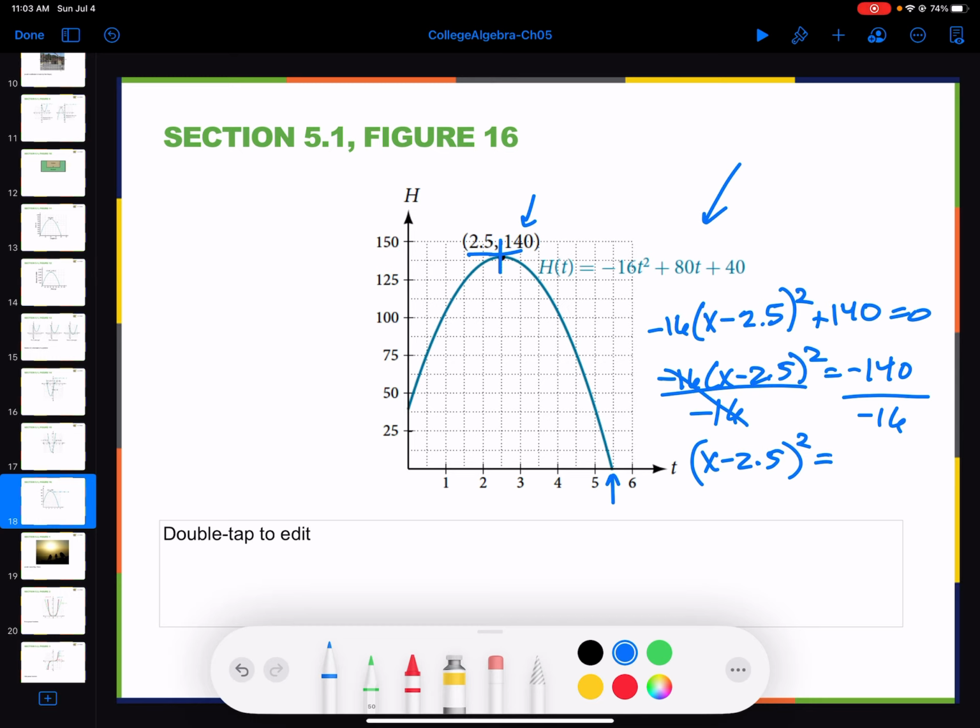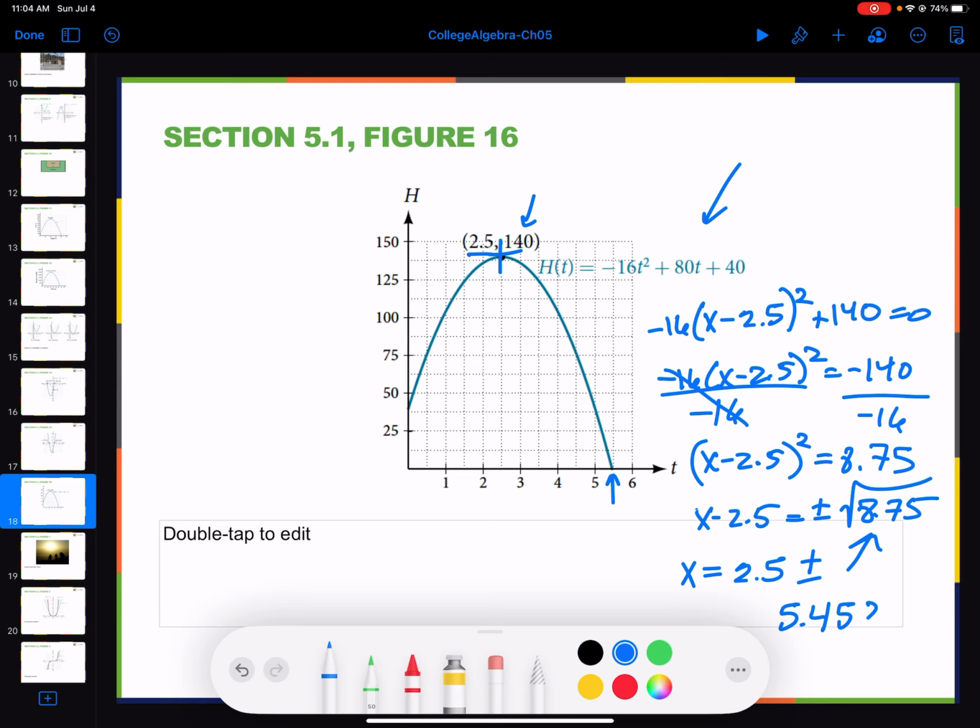And that's going to give us 8.75. So now we've got x minus 2.5 equals plus or minus the square root of 8.75, which is 2.5 plus or minus that. And that's going to give us two answers, either 5.458 or negative 0.458.